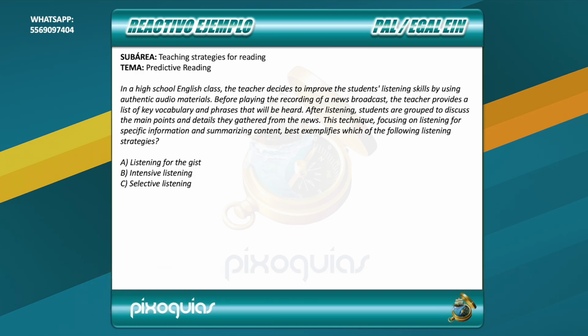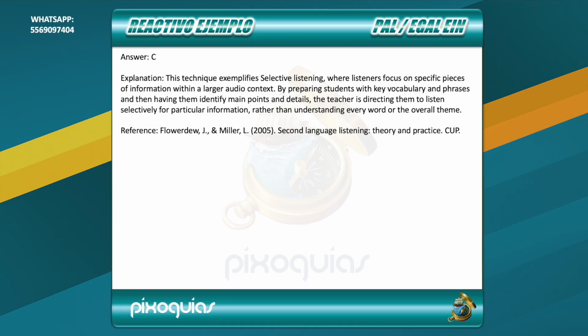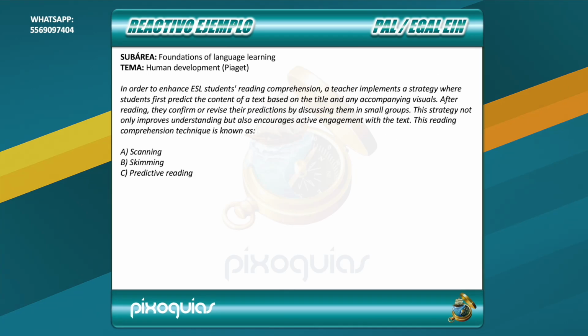Let me explain. This technique exemplifies selective listening, where listeners focus on specific pieces of information within a larger audio context. By preparing students with key vocabulary and phrases, and then having them identify some main points and details, the teacher is directing them to listen selectively for particular information, rather than just understanding every word or the overall theme. Let's move to the next exercise.